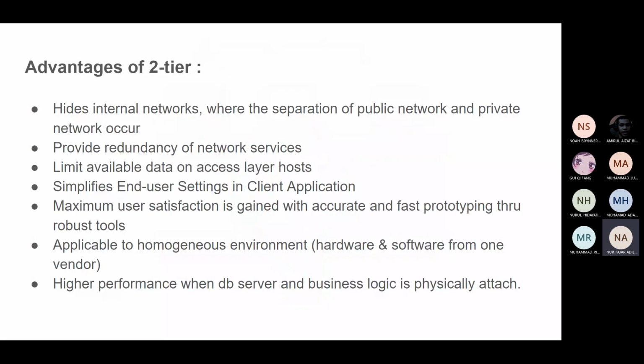Advantage of two-tier: high security where the separation of public network and private network occurs. Next one is it provides redundancy of network services, limits available data on access, and simplifies end user settings in the client application. Maximum user satisfaction is gained with accurate and fast prototyping through robust tools applicable to a homogeneous environment, which is hardware and software from one vendor. Higher performance when the DB server and business logic are physically attached.